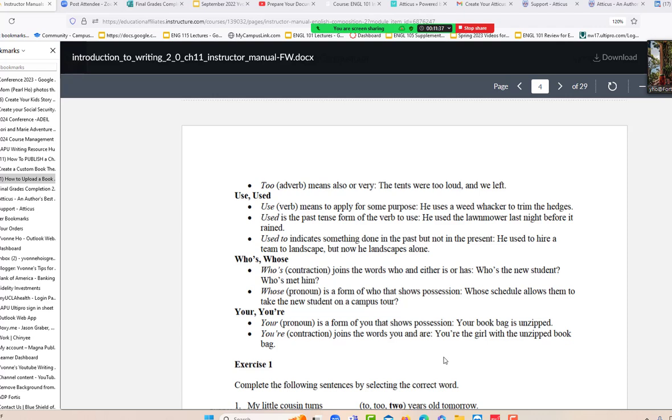Use, used, used to. Use means to apply for some purpose. He uses a weed whacker to trim the hedges. Used is the past tense of the verb to use. He used the lawnmower last night. Used to indicates something done in the past, but not in the present. He used to hire a team to landscape, but now he landscapes alone.